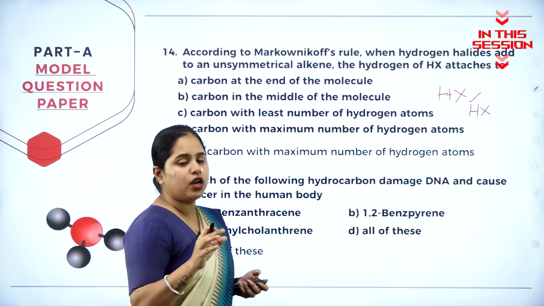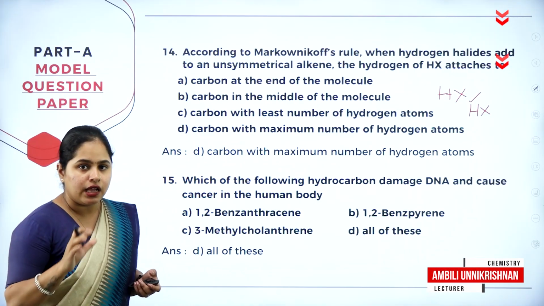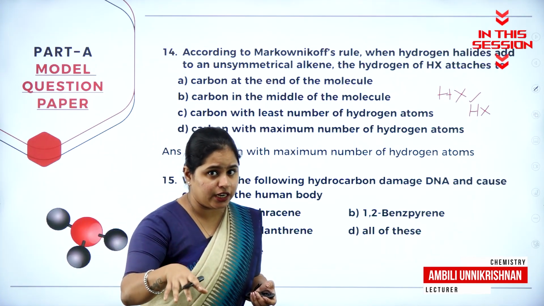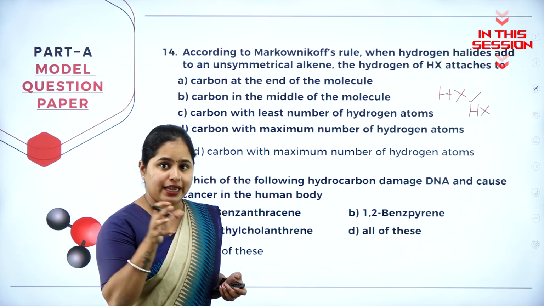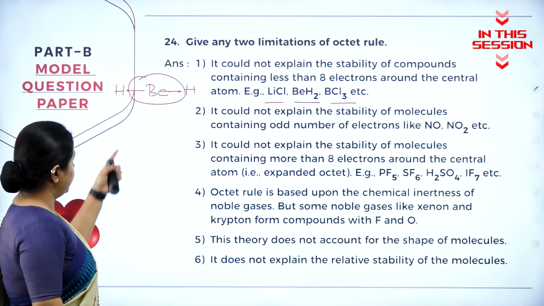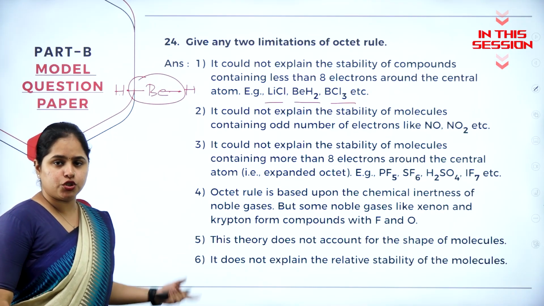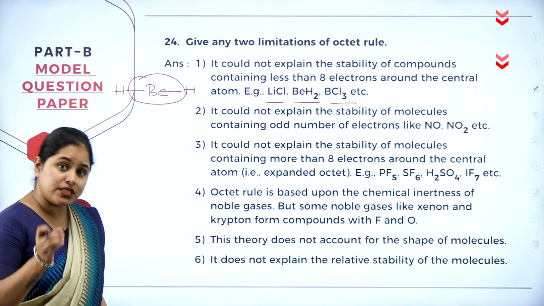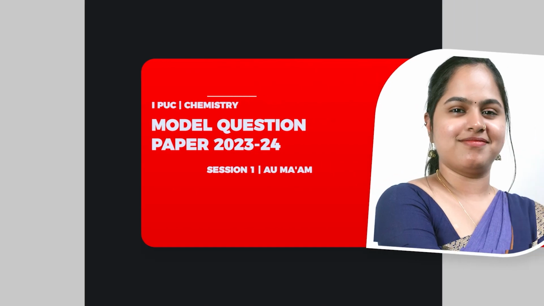So according to Markovnikov rule, we have studied that when a hydrogen halide is added to an alkene, the negative part of the addendum, that is negative part of HX, the central metal atom in BeH2, that is beryllium, it is not having 8 electrons in its outermost shell, but still it is stable.